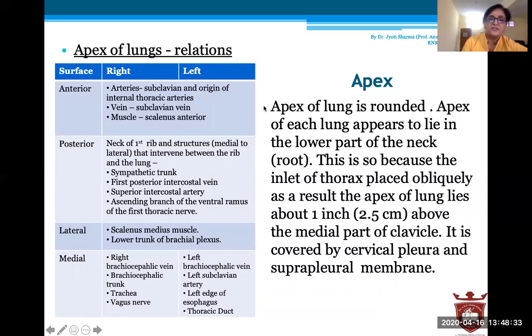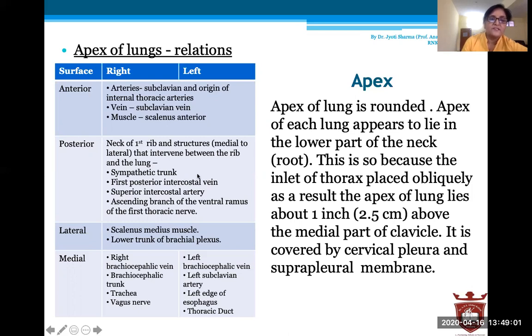Now we see the relations of the lungs. There are four types of relation in the apex of the lung, that is anterior, posterior, lateral, and medial. Anterior relations are same in right and left lungs. They are arteries, vein, and muscle. In the arteries, we see subclavian artery and the origin of internal thoracic arteries. In the vein, we see subclavian vein, and the muscle, scalenus muscle.